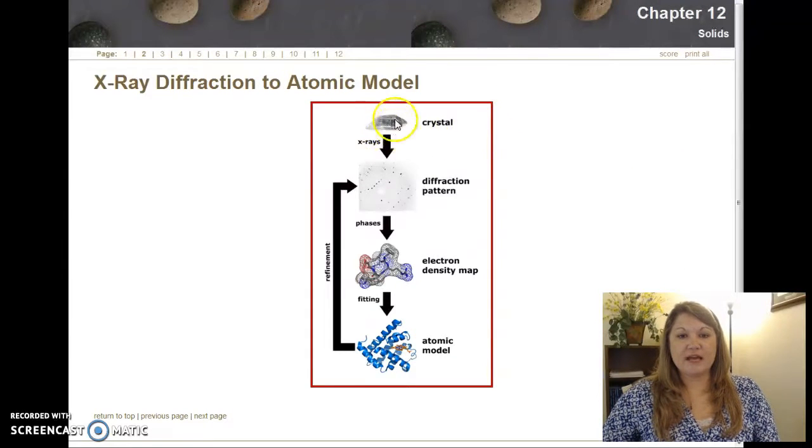So we have a crystal, a rock, some kind of solid. We take x-rays from it and we get our pattern. From there, a 3D model with computer mapping software can be done, and then we can make that fit an atomic model. That atomic model is something that chemists and biologists can work with.